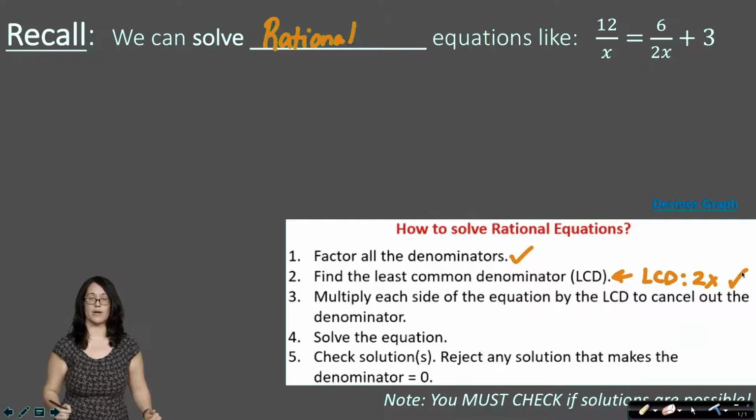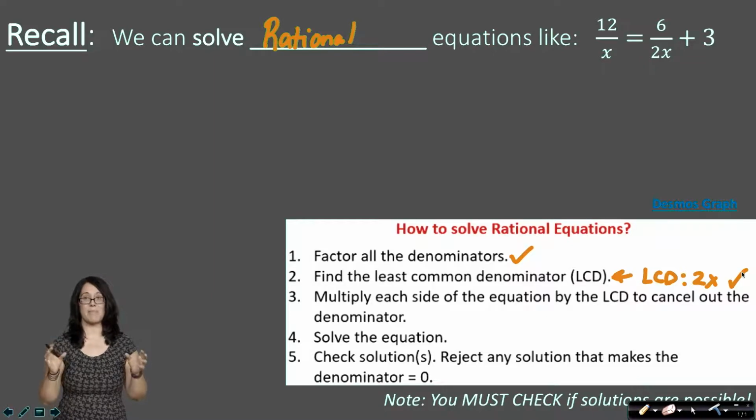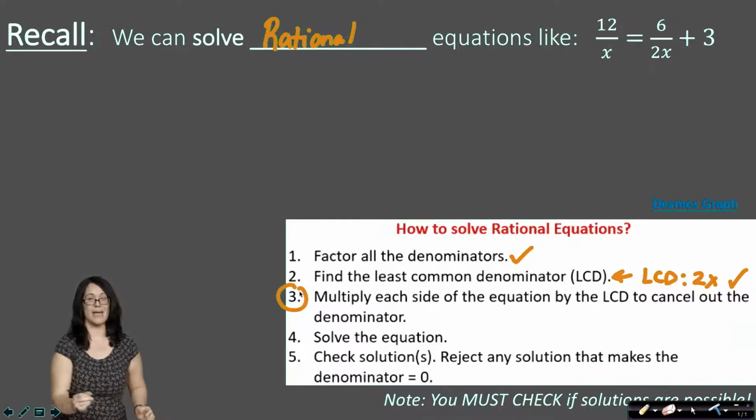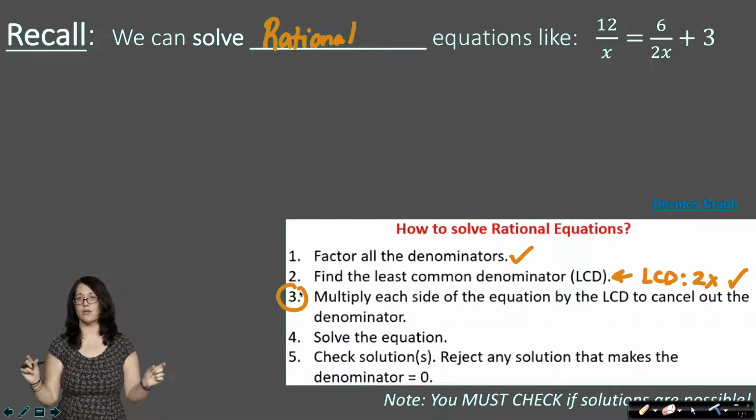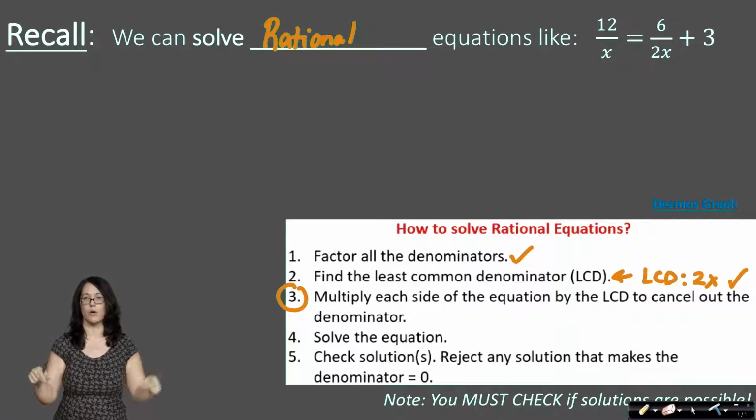Once you've located your LCD, that's basically the magic bullet that you can multiply on both sides of the equation to what we call clear your fractions. Could you work with fractions? Yes, but if you can get rid of the denominators and work with linear or quadratic equations, that would make your life a lot easier. So that's what we do in step 3. We actually multiply both sides of the equation, meaning every term on both sides, by your least common denominator. What is the purpose? To kill my denominators.